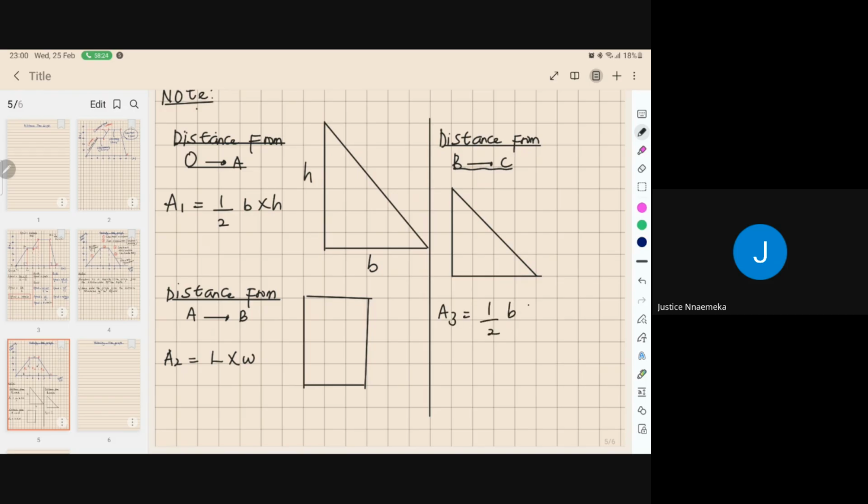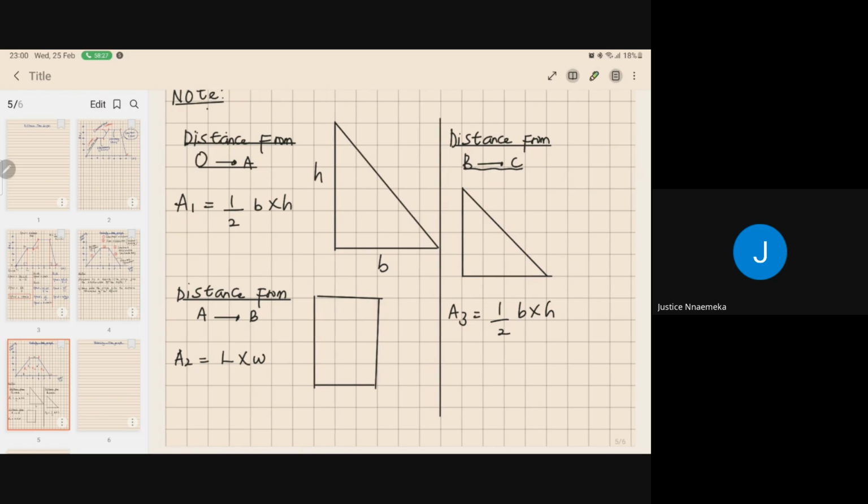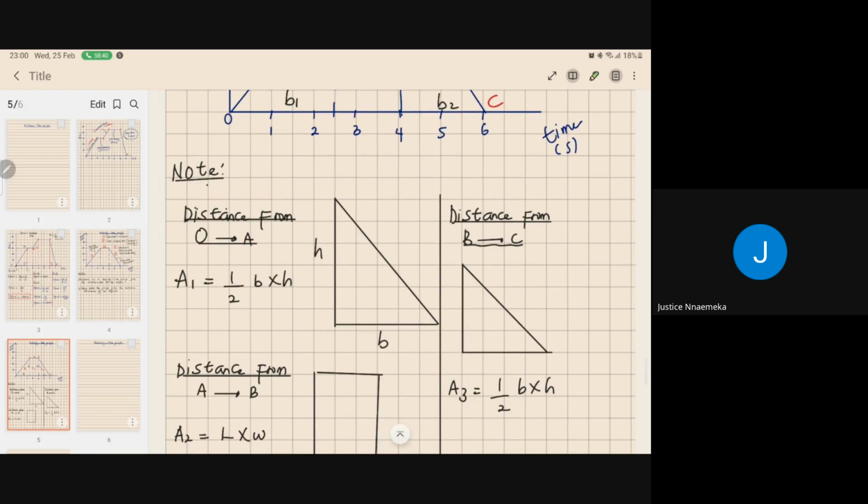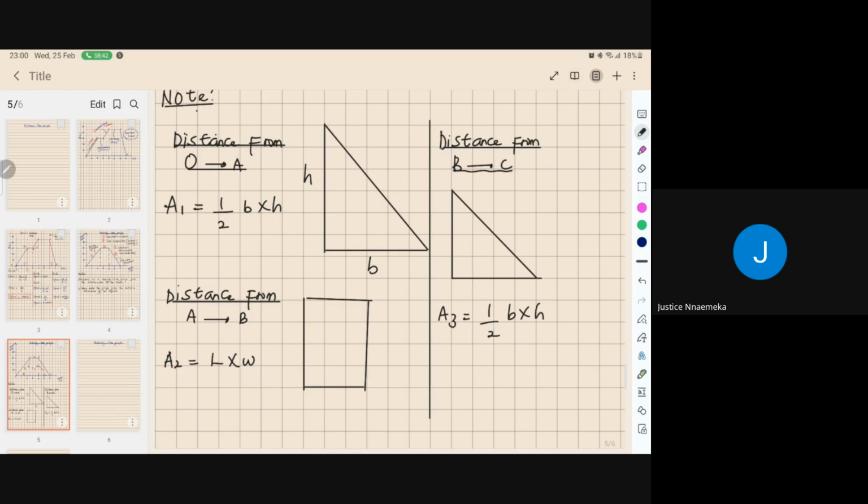Half base times height. As always, you could observe where the height is and where the base is. So this is the base, and this happens to be the height as well. So let's use H1 here, B1 here, H2 here, and B2 right here. So this is our B2, this is our H2. That will give you the area, and that area gives you the distance traveled between B and C.